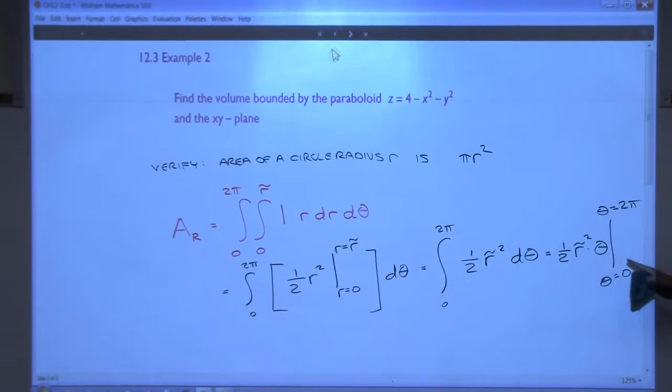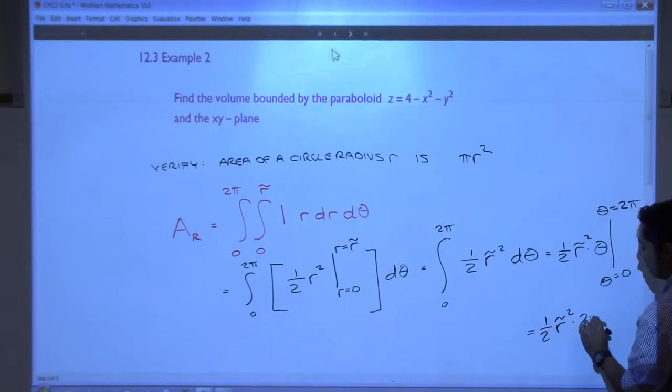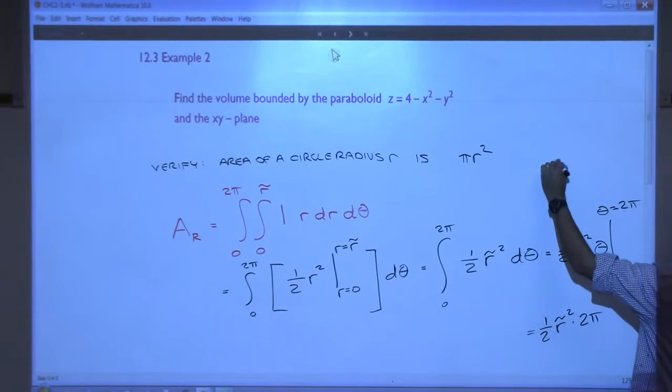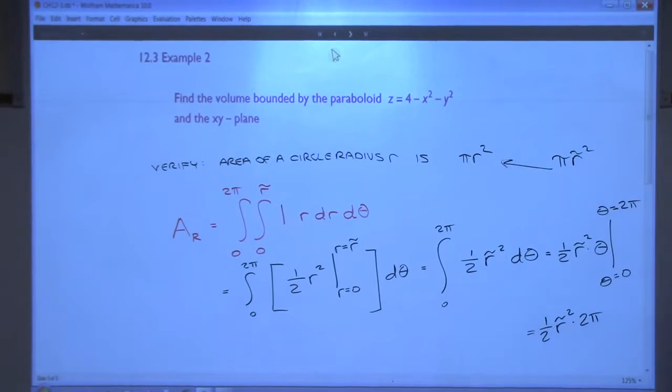Replace theta with 2 pi, replace theta with 0, and you get 1/2 r tilde squared times 2 pi. So that's just 1/2 r tilde squared times 2 pi, which is just pi r tilde squared, which is basically what we were trying to show, that the area of a circle is pi times the radius squared.